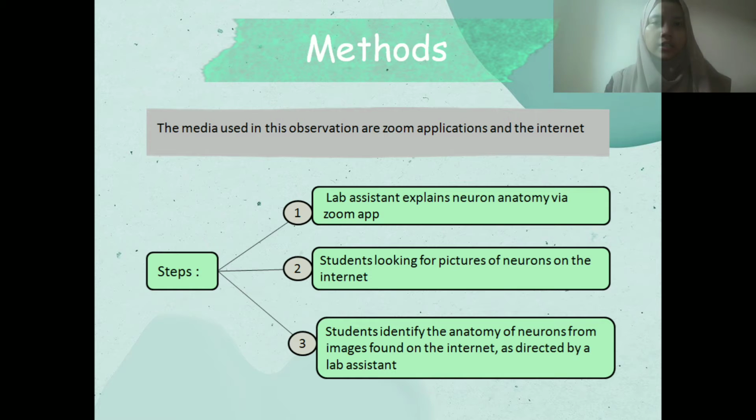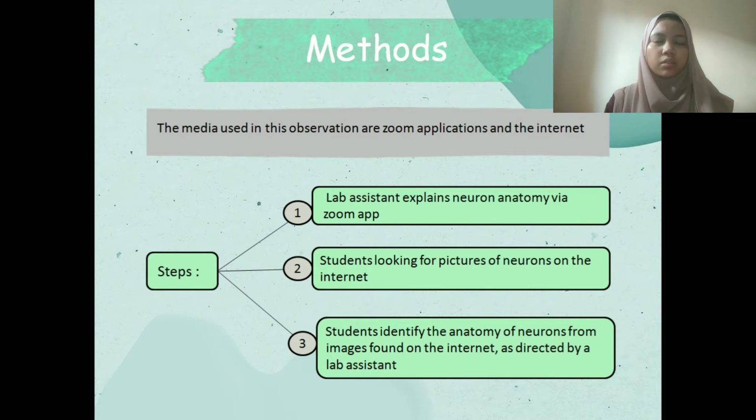The method in this observation you can call online method observation. This method used because of pandemic COVID-19. We cannot observe directly in the university lab to avoid the spreading of coronavirus. The media used in this observation are Zoom app and the internet.